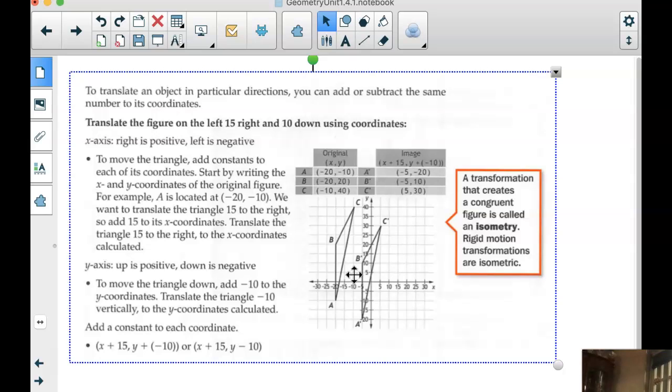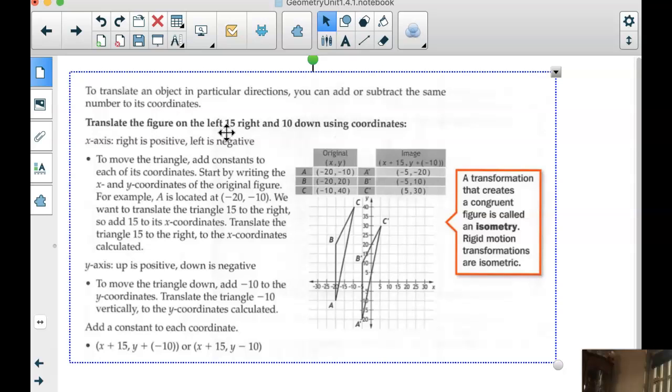Okay? So to move the triangle, which one is our first one? This is the pre-image. It doesn't have the primes, right? This is the image. And then if we moved it again, we would have A prime prime, B prime prime, C prime prime. Okay? So, translate the figure on the left 15 spaces to the right.